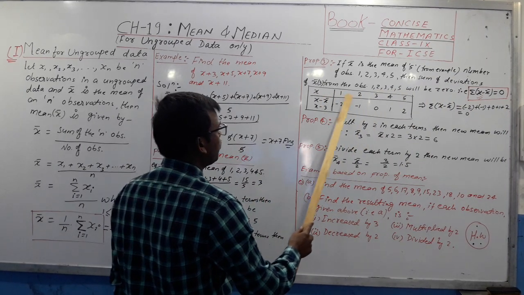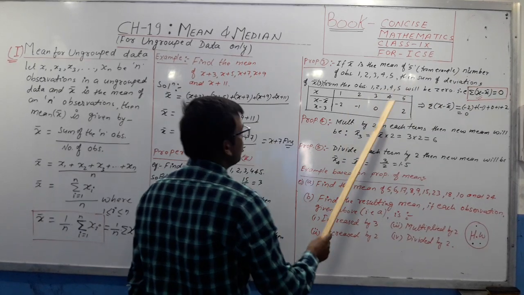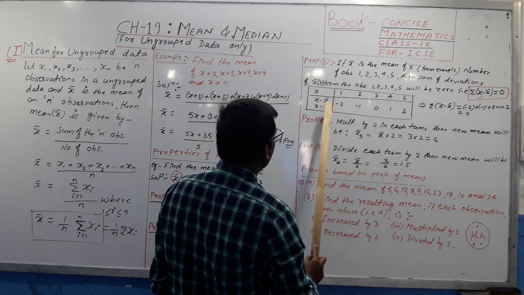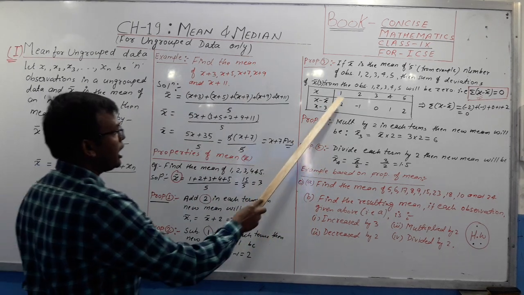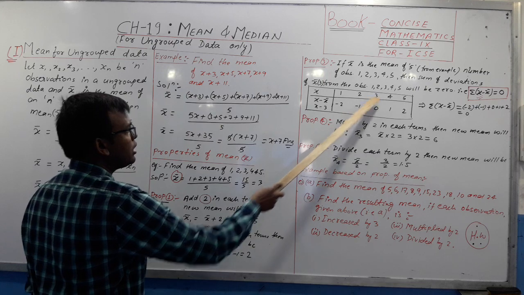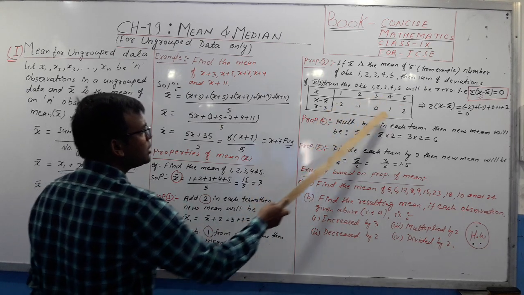See, x we have provided as 1, 2, 3, 4, 5, and you find x minus x mean first. So, x is equal to 1, 2, 3, 4, 5, here it is, and x mean is equal to 3. And finally, 1 minus 3 will be minus 2, 2 minus 3 is equal to minus 1, 3 minus 3 will be equal to 0, 4 minus 3 is equal to 1, 5 minus 3 is equal to 2.